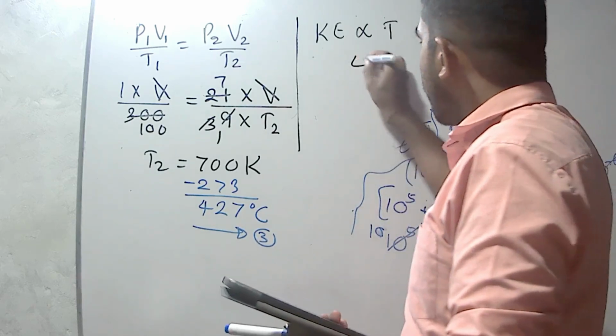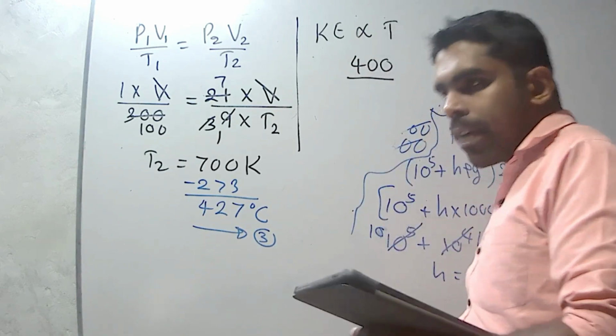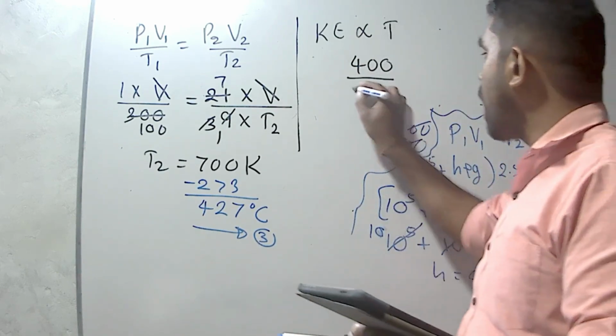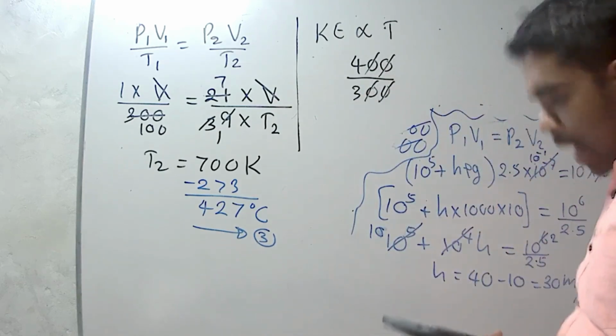127 means 400 Kelvin. We have to divide by 27 degrees Celsius, which means 300 Kelvin. Then the ratio is 4 to 3. Answer is 3.